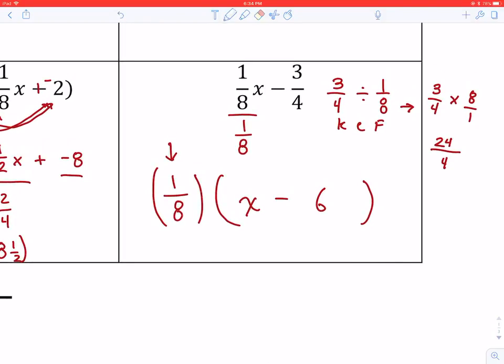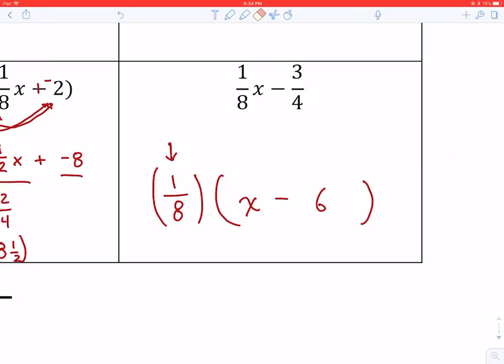Nice and simple. So the suggestion I have is to always keep in mind that if you're going to be dividing a fraction, you're going to need to do a keep, change, flip. And then after that, it becomes super elementary because it's just multiplying numbers straight across. Then it's just 3 times 8 is 24. 4 times 1 is 4.